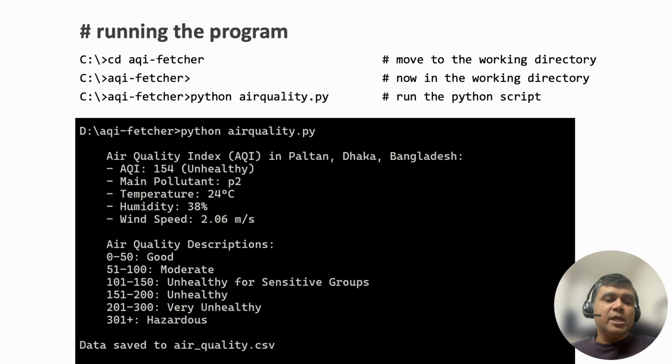So you see AQI 154, which is pretty unhealthy. So I will not be going out. And even if I go, I will put a mask on. And there is a description of the number here at the bottom.